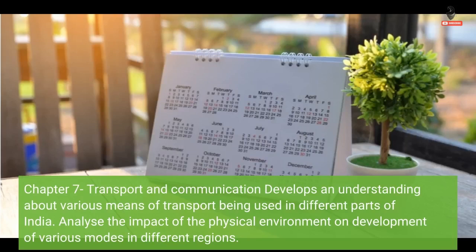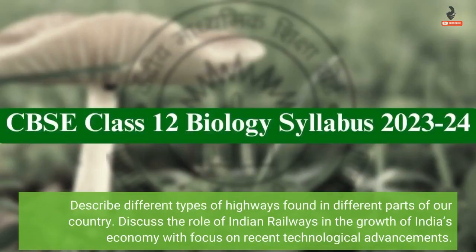Chapter 7, Transport and Communication. Develop an understanding about various means of transport being used in different parts of India. Analyze the impact of the physical environment on development of various modes in different regions. Describe different types of highways found in different parts of our country. Discuss the role of Indian Railways in the growth of India's economy with focus on recent technological advancements.